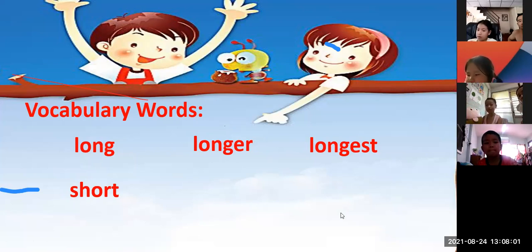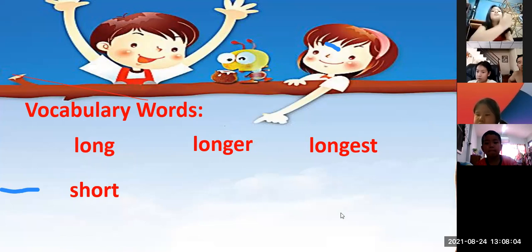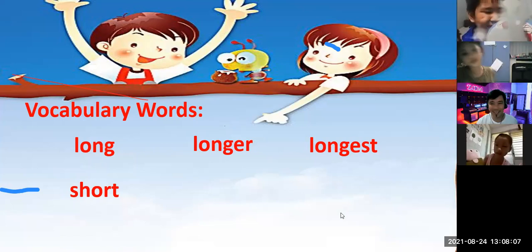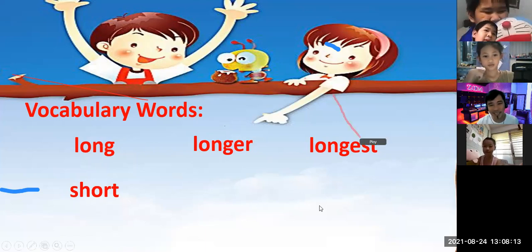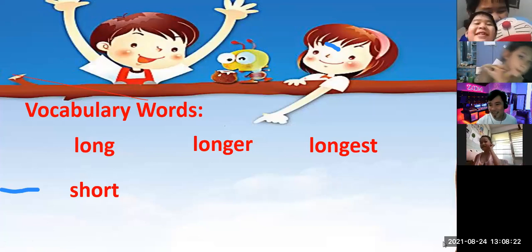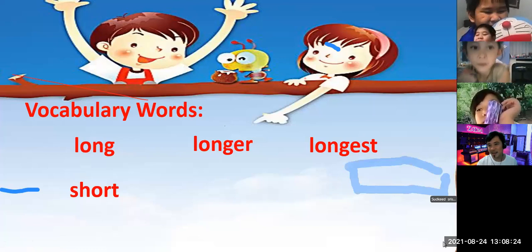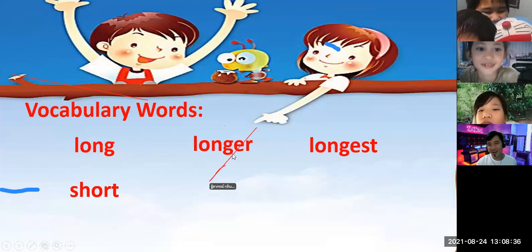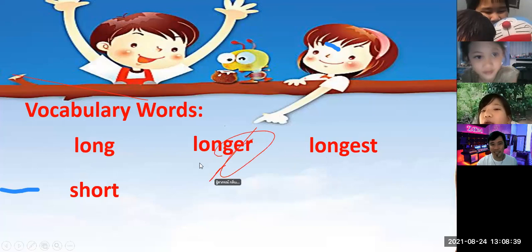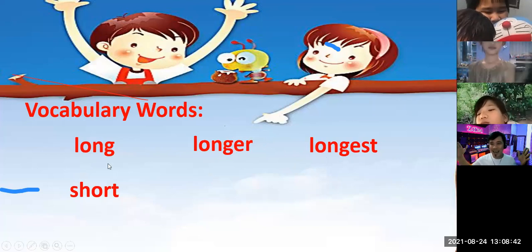Longer. What is longer in Thai? Are you sure? Yao kwa. Very good. Long means yao. Longer, yao kwa. How about longest? Thank you, Punada. Okay, let us call Alinta. Longest, yao tisut. Very good. Long, longer, longest. So in Thai, we say it as yao, yao kwa, yao tisut.